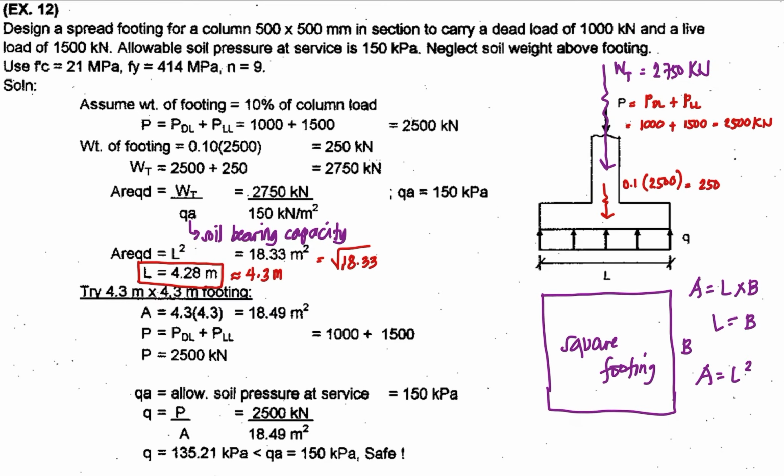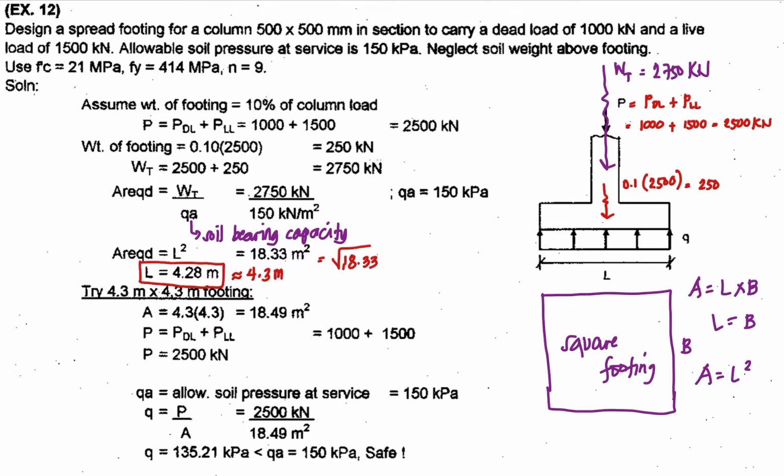Okay, since this is design, you need to try the dimensions. With this dimension, you have to check for the bearing, punching shear, and bending. If this trial fails, you need to have another trial. So next to this dimension is 4.4. Okay, so to check, you have to try this dimension. So you try 4.3 by 4.3.